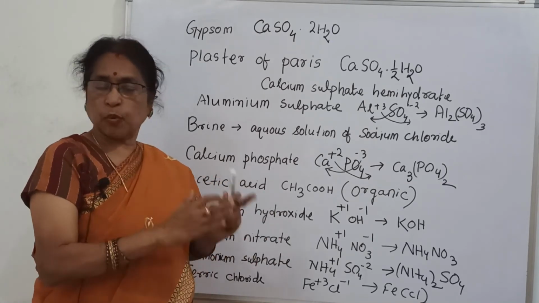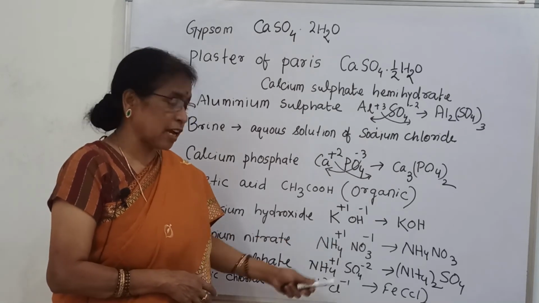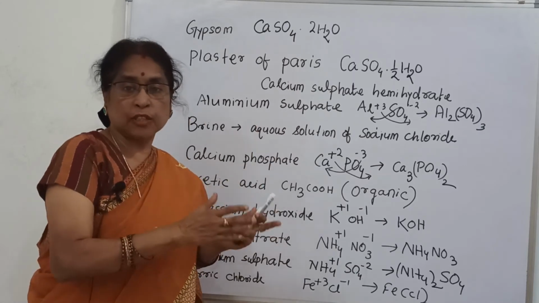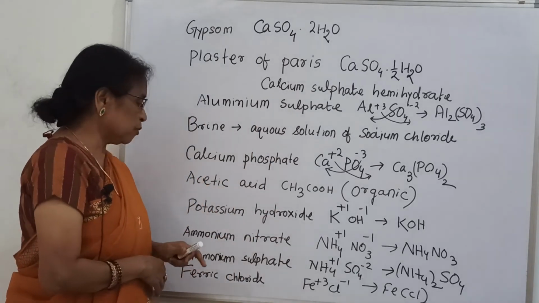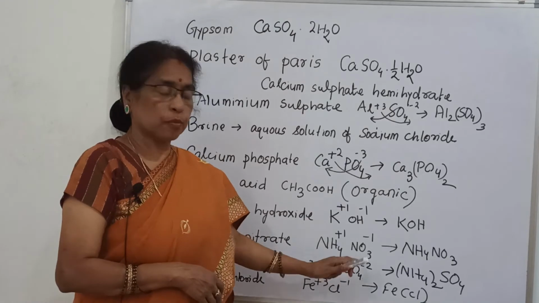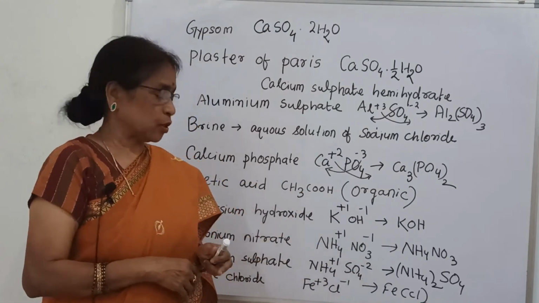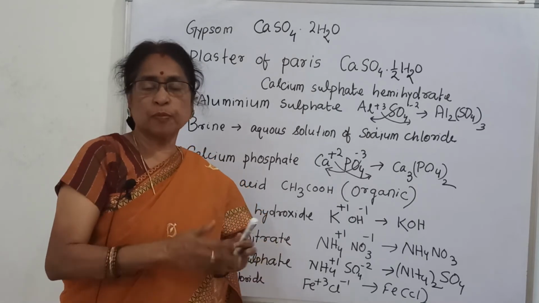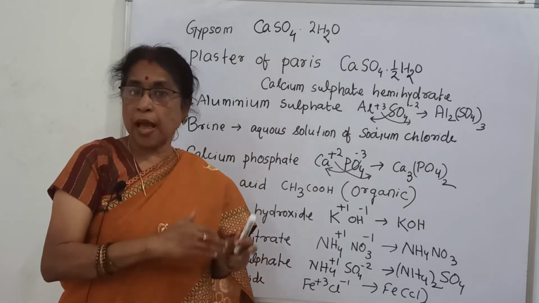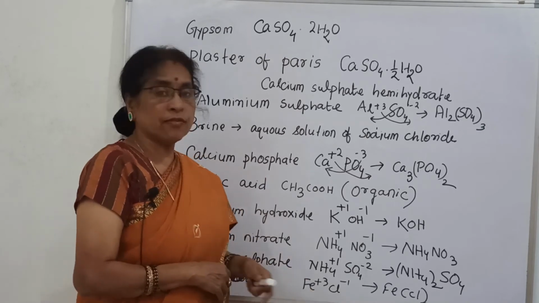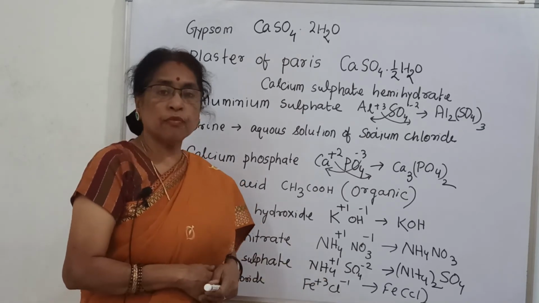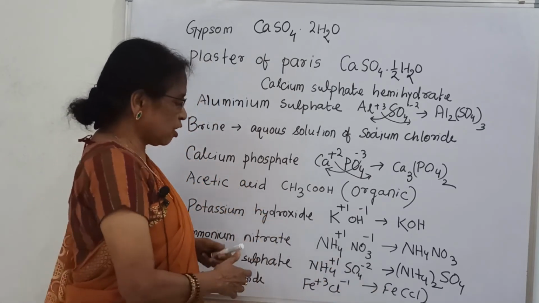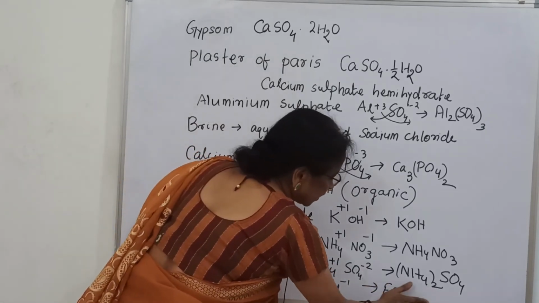Ammonium nitrate, NH4, that is ammonium, it is a monovalent cation, and nitrate is a monovalent anion. So formula is NH4NO3. Ammonium sulfate, NH4 plus 1, SO4 minus 2, so (NH4)2SO4. Ferric chloride, ferric means plus 3, ferrous means plus 2. Now the question is ferric chloride, so it is trivalent cation and chloride is monovalent anion. So the formula is FeCl3, brackets not required, simply write Cl3.